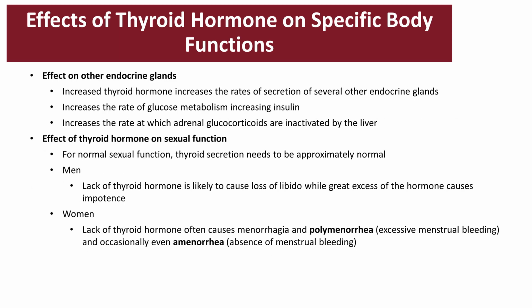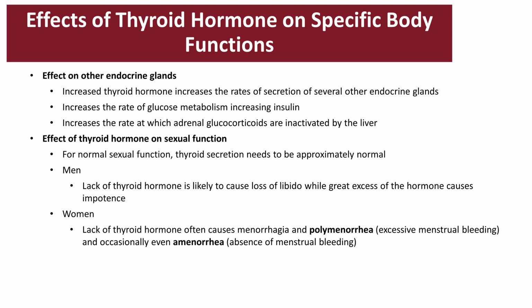There are also several effects on other endocrine glands. An increase in thyroid hormone can boost the secretion rates of several other glands, noticeably increasing insulin via the pancreas. It also increases the rate by which adrenoglucocorticoids are inactivated by the liver.